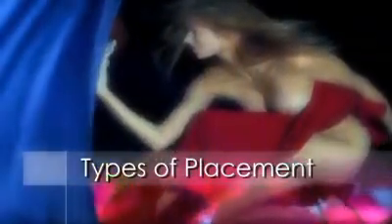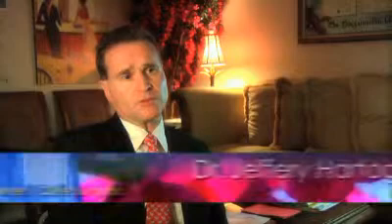Essentially, there are two major groups when we're talking about placement of implants. And then there's really a third group that is a combination of those two major groups. So there's the submuscular, which means the implant is placed mostly under the main chest muscle, which is the pectoralis major muscle. And the other major option is subglandular, which means the implant is placed below the breast gland but on top of the muscle.